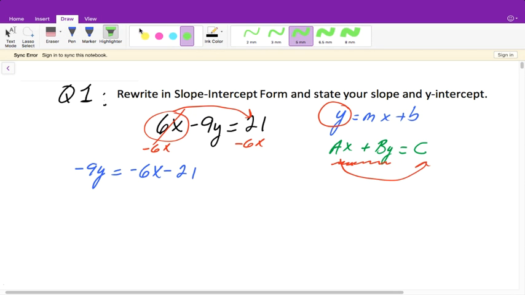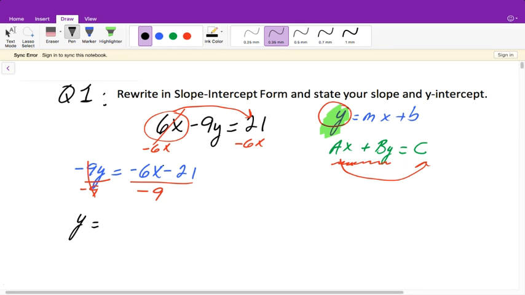And then the last thing that you notice is on this slope-intercept form, y is by itself. There's no coefficient in front of it besides a 1. So we need to get rid of this negative 9. So we divide each side by negative 9. This cancels out here, and now we get our y all by itself. And remember, this creates two fractions. Right? We will look at this, negative 6x over negative 9, and then we will look at this, plus 21 over negative 9. This should have been a positive 21, not a negative 21.